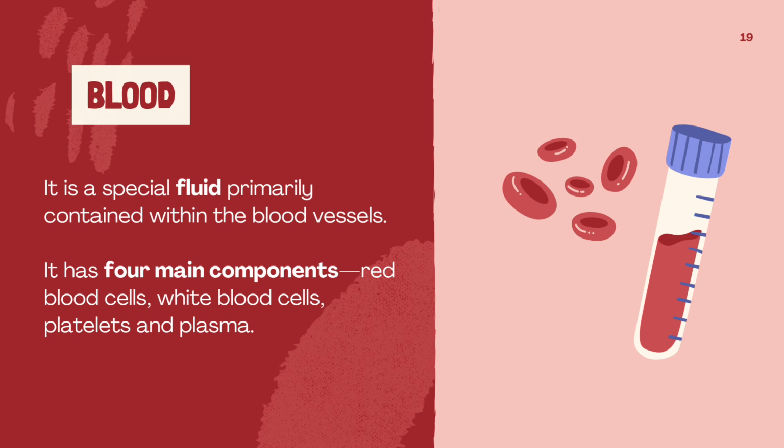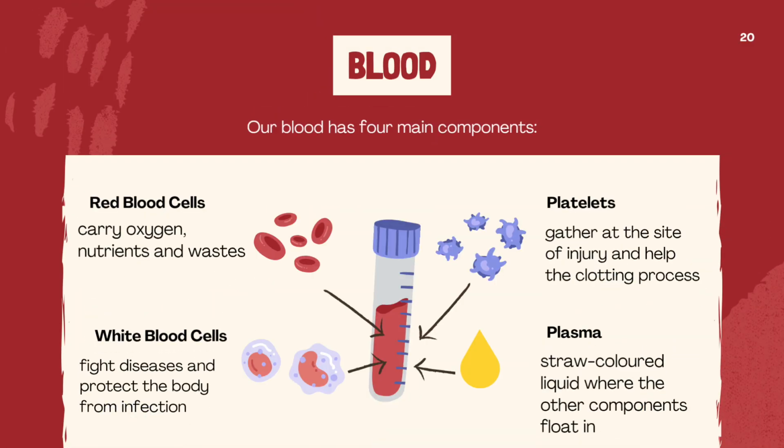White blood cells fight diseases and protect the body from infection. Platelets gather at the site of injury and help the clotting process. Plasma is a straw-colored liquid where the other components float in blood.